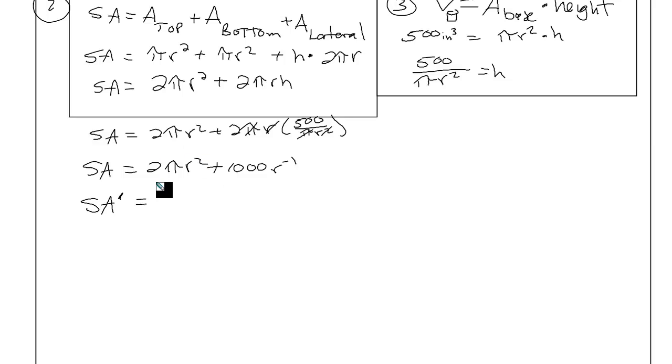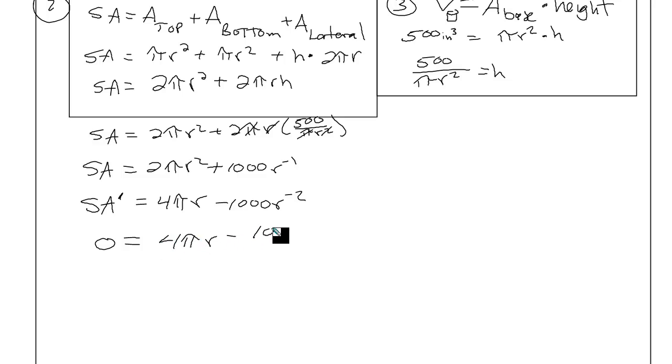Take the exponent of 2 and multiply it by the coefficient in front. Subtract 1 from the exponent. Take the exponent negative 1, multiply it by the 1,000. Subtract 1 from the exponent. Negative 1 minus 1 is a negative 2. Set the derivative equal to 0. We're just finding critical values here. We want critical values because the directions say minimize surface area.